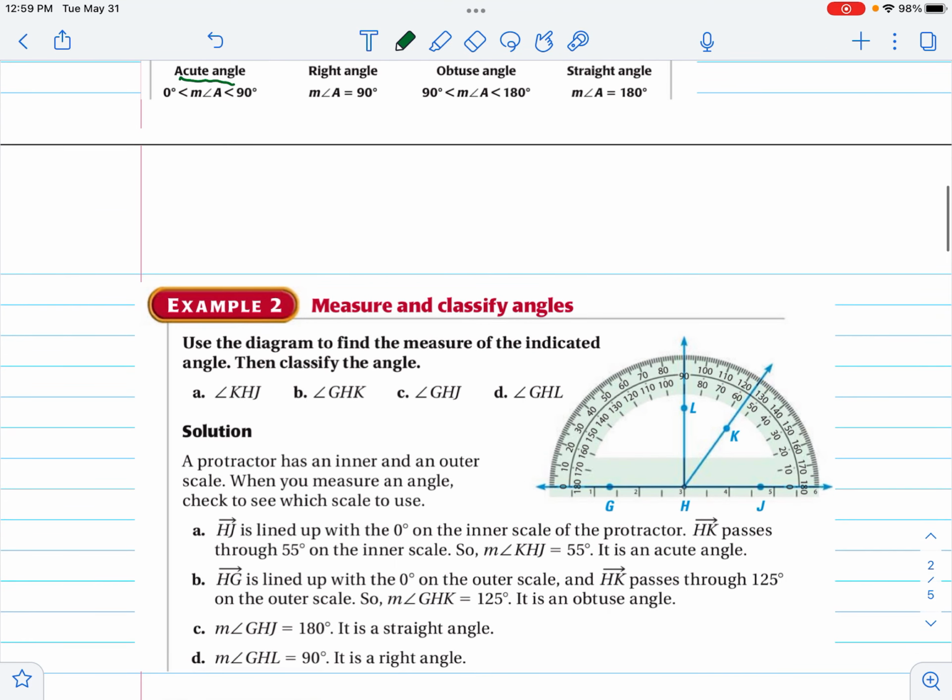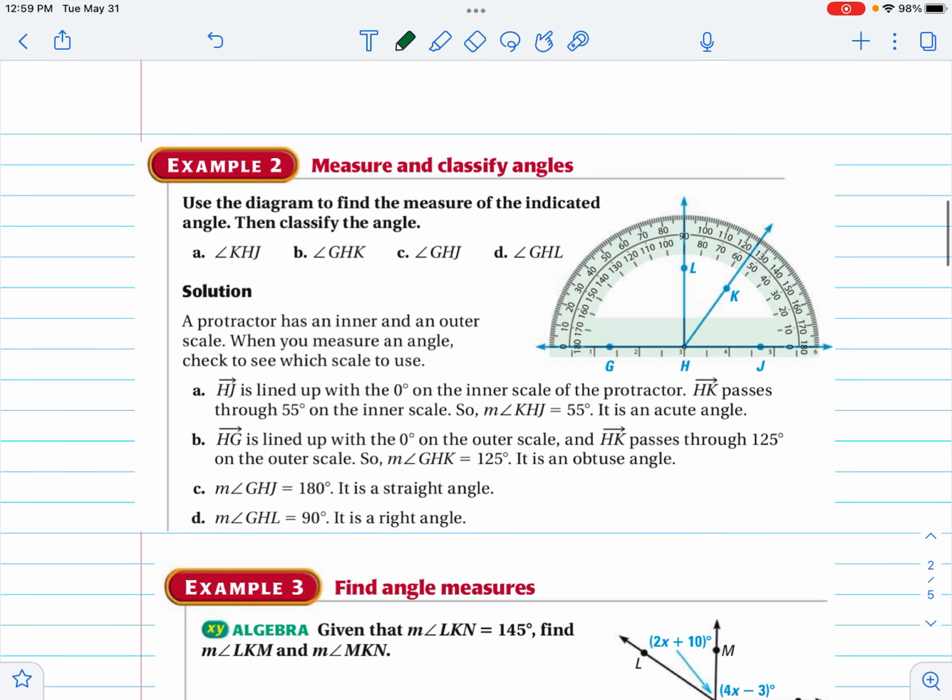Okay. Now, let's put some of this into practice. Let's suppose we want to measure this angle right here, this KHJ. So here's K, H, and J. We're measuring this right here. We can just look right on the protractor. Here's 50, here's 60. It looks like we're right in the middle, so this would be 55 degrees. We would write it this way: the measure of KHJ is 55 degrees.